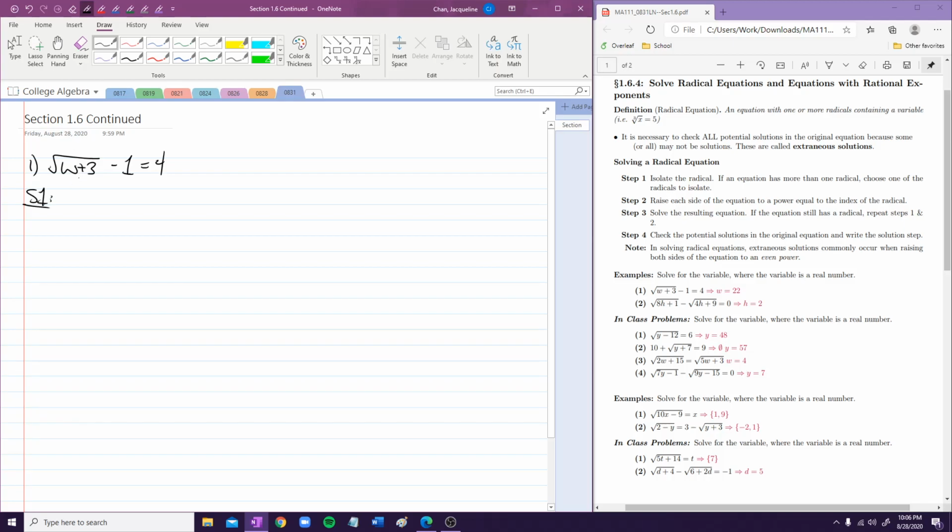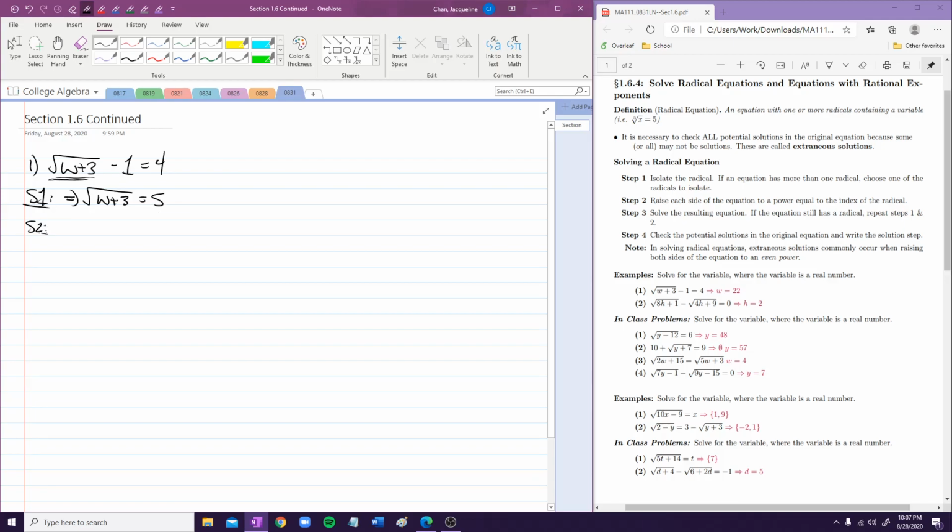If an equation has more than one radical, choose one of the radicals to isolate. In our equation, we just have one radical, so this is the radical we have to isolate. It's like solving for x: if we want to get x by itself, we just want to get the square root by itself. In order to do that, we have to add 1 to both sides. When we do that, we're left with 5.